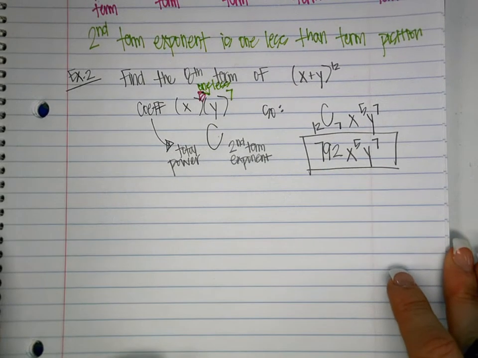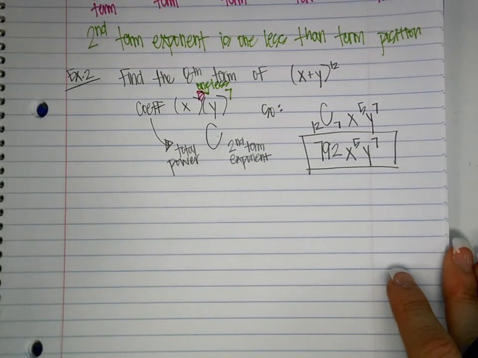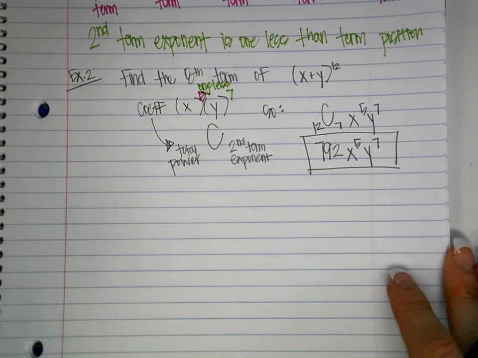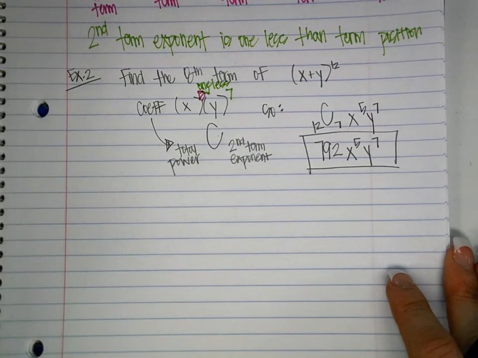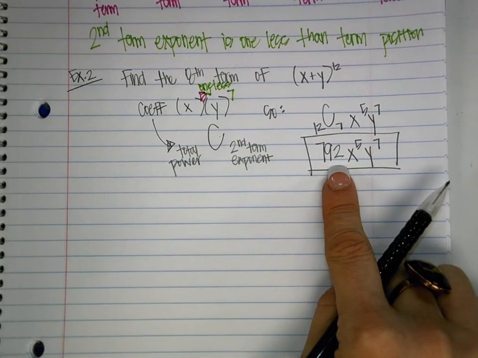What do you press on the calculator to work out the combination? nCr. nCr, right. The combination, so 12C.